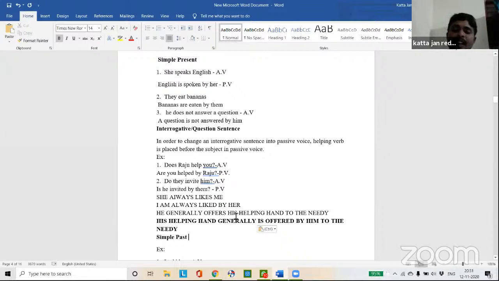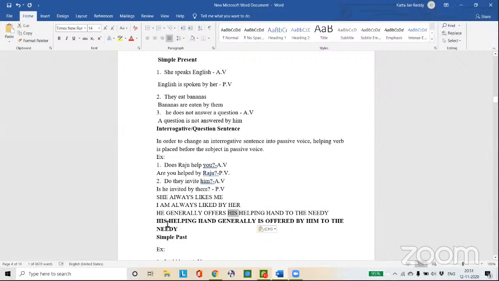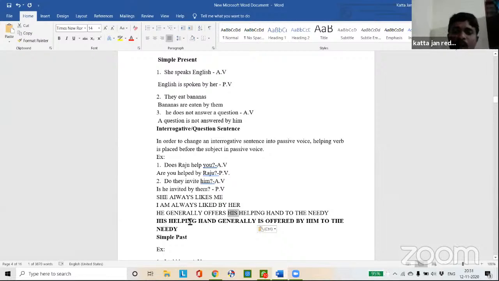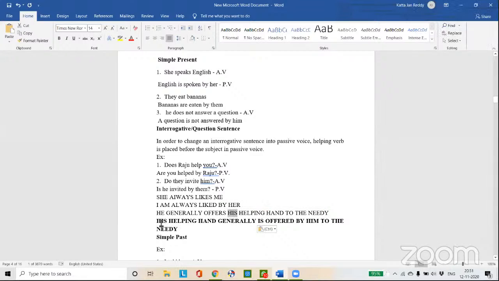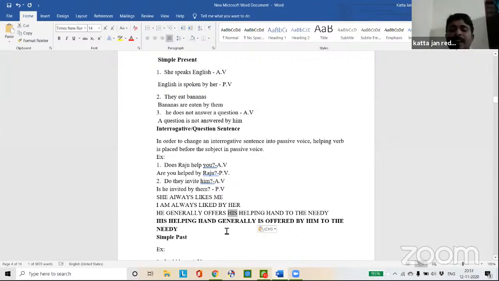Okay. And if you have a doubt here, sir, his is given here, then can it be changed as a subject like he? No, because his is not an object. His is possessive form, possessive pronoun. So a possessive pronoun is written as the same. So his helping hand, right? So I'll give you one more example for this class like this.